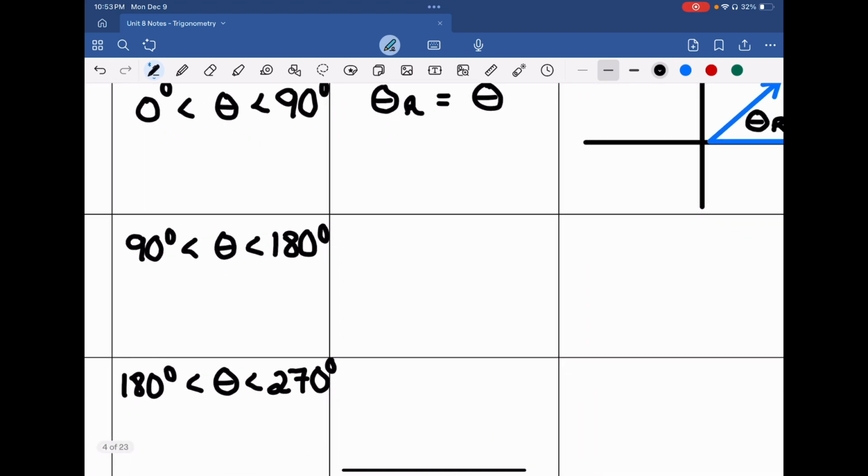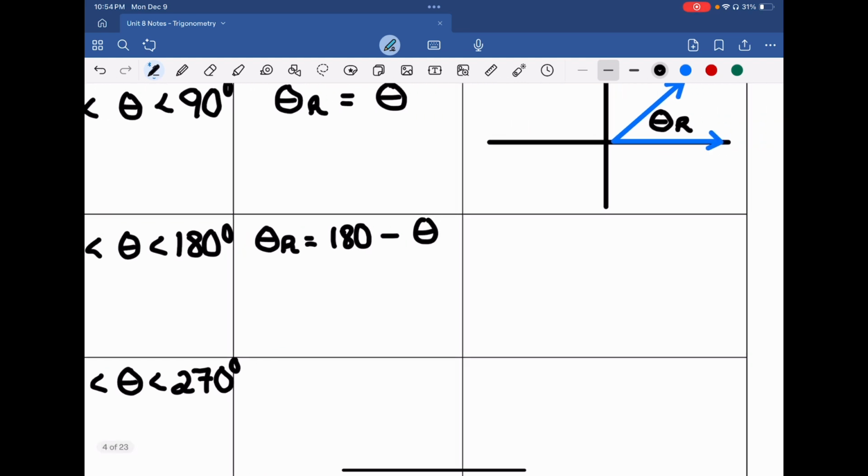Quadrant 2, if we're in quadrant 2 and it's between 90 and 180, in order to get the reference angle, you're just going to take 180 and minus whatever the angle is. So we're going to say theta r is equal to 180, which is a half rotation, minus whatever the angle in standard position is. And if you minus the angle in standard position, you end up getting the reference angle.